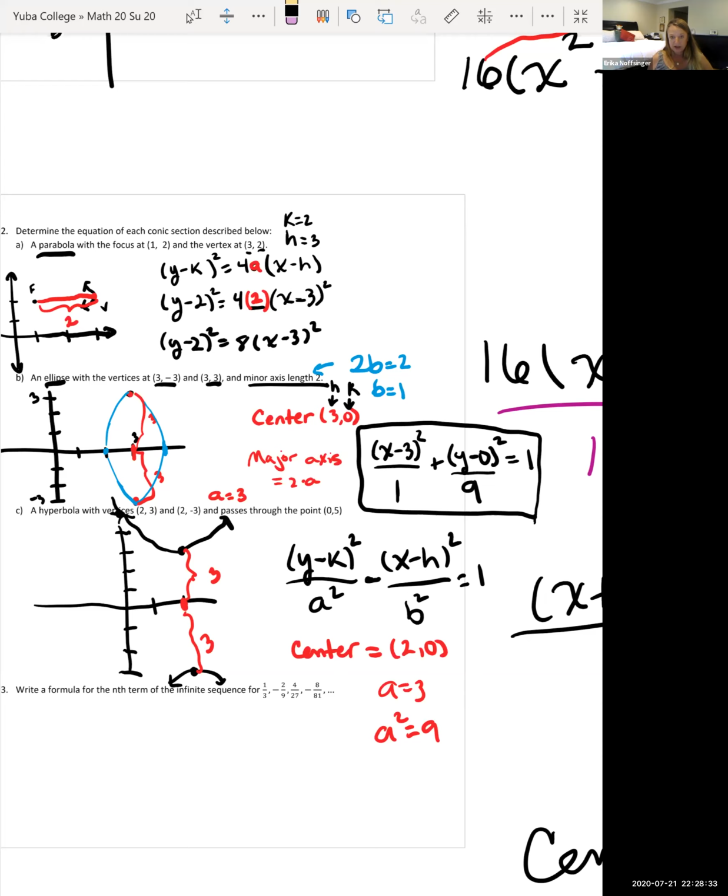The other value I don't know about is my b value. But I can use this bit of information right here to figure that out. It told me that I had a point at (0, 5). If I plug in those values, 0 for my x, 5 for my y, into what we have so far, and we plugged in 9 for a squared, then we would just have an equation left with b squared, and we can figure that out.